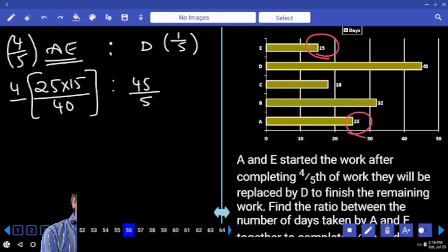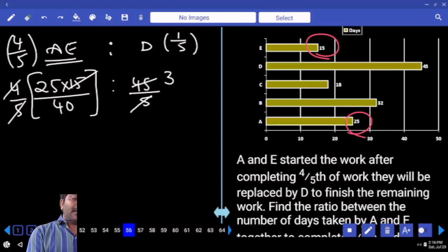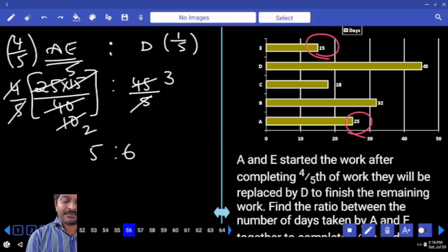So I'll even write 4 by 5. 5 gets cancelled in the denominators. 15 how many times? 3 times. 4 how many times? 10 times 5. 5 times 5. 2 times the ratio. That's it.